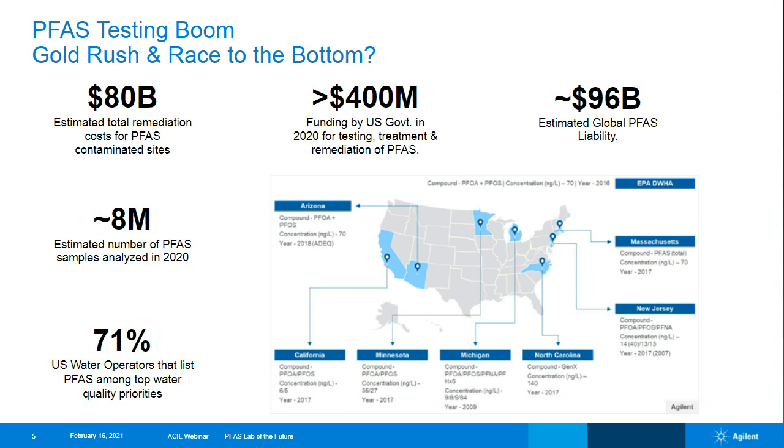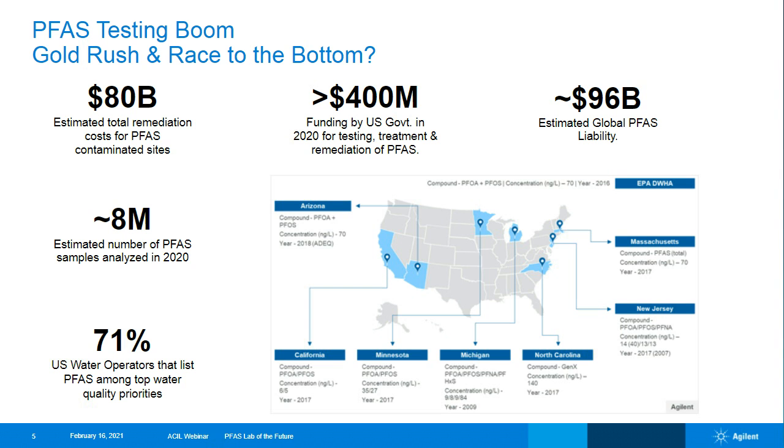When we talk about PFAS, there really has been a boom, and there's no other word we can use for it. I like to call it the gold rush and also the race to the bottom. The gold rush in that just the amount of money being put into PFAS efforts is quite significant, especially in recent environmental history. For example, the estimated total remediation cost for PFAS contaminated sites globally is expected to be as much as $80 billion US. We also see funding from the federal government coming into this. We've seen over $400 million in funding be approved through congressional bills just in the US, specifically to deal with testing, treatment, and remediation of PFAS compounds.